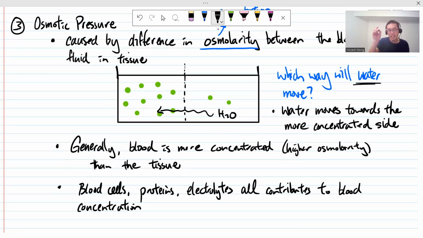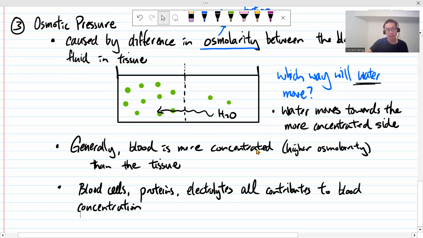Now please listen carefully. The blood cells and the proteins, they are really big. So they are not going to be able to sip through the gaps in the capillaries. I'll explain more when I go back to the diagram. Just write down first.